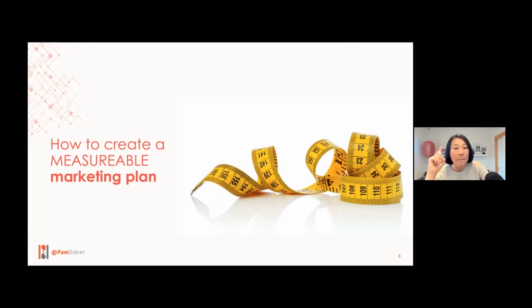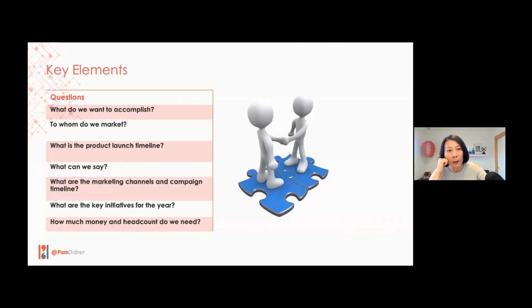So let's talk about the marketing plan. If you attended my June webinar, I talked about seven key elements of a marketing plan. What do you need to accomplish? To whom do you market? What is the product launch timeline? What can we say? What are the marketing channels and campaign timelines? What are the key initiatives for the year, and how much money and headcount do you need to make that happen? These are the seven key elements you need to incorporate in a marketing plan. By the way, marketing plans can mean different things to different people and different divisions. But the one I'm talking about here is specifically for annual planning. If you look at annual or quarterly planning, these are the seven key elements that you need.